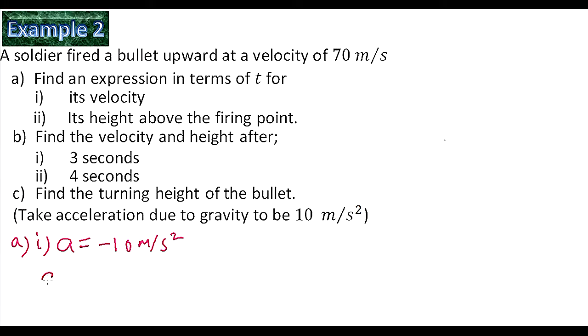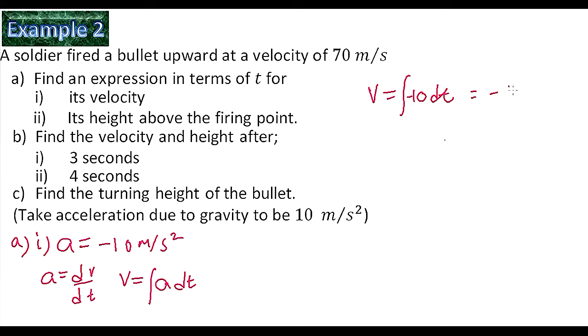So we also know that acceleration is change in velocity with respect to time. This means that if we integrate acceleration, it is equals to velocity. That is, we integrate acceleration with respect to time, then we will get velocity, which we are required to get here. So velocity is the integral of minus 10 with respect to time, and this will give us minus 10t plus c. That is the velocity. So we need to find c.